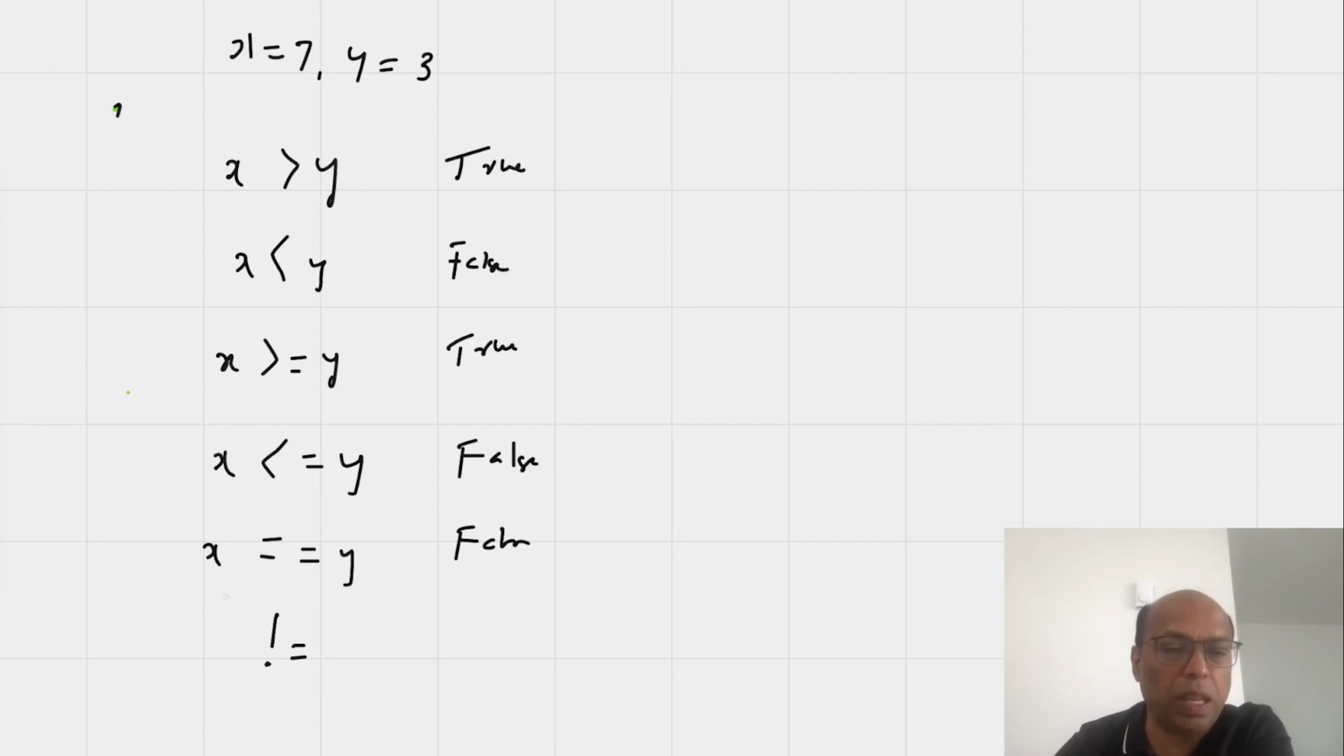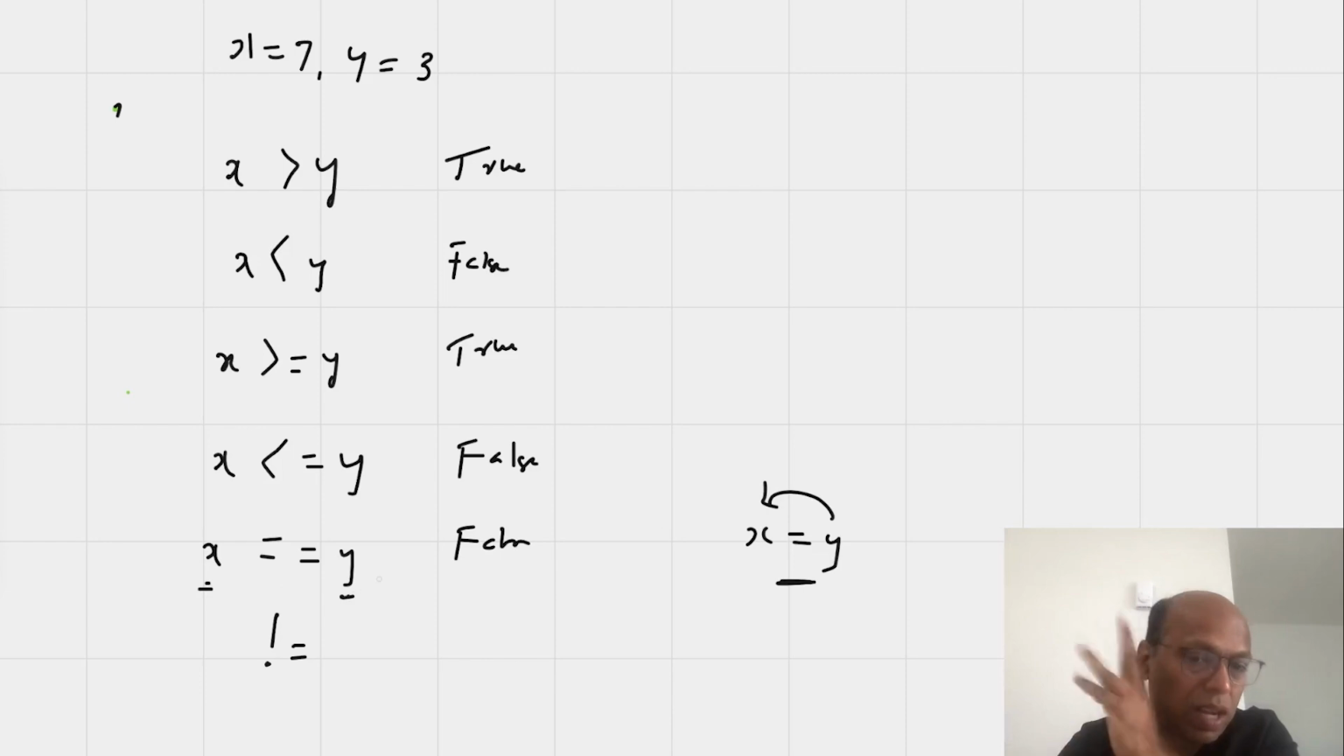There is a difference between double equal to and single equal to. In single equal to, the right hand side will be assigned to the left hand side. Here, the right hand side will be compared with the left hand side. After the assignment statement, x and y will hold the same value, the value of y. Here, after this statement, x and y will have their original values 7 and 3. X is not equal to y will give me true. Why? Because it's not equal.